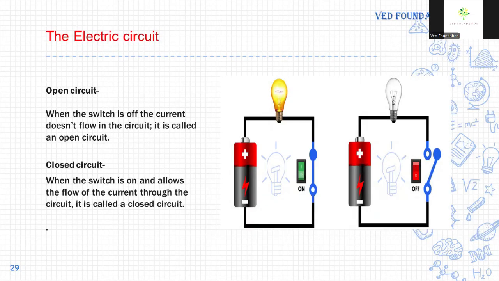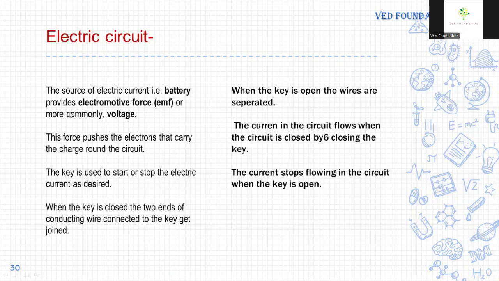Open circuit. When the switch is off, the current doesn't flow in the circuit, and such a circuit is called an open circuit. This is an open circuit. Switch is off and circuit is not complete. Closed circuit, when the switch is on. Here the switch is on, and so the current flows through the circuit, and such a circuit is called a closed circuit. The source of electric current, that is the battery, provides electromotive force called EMF, or commonly called voltage.